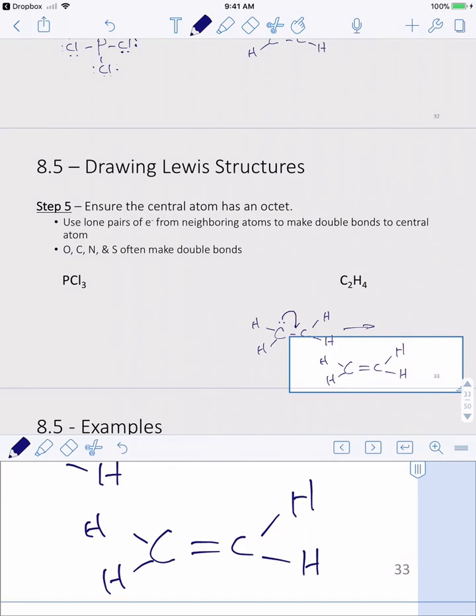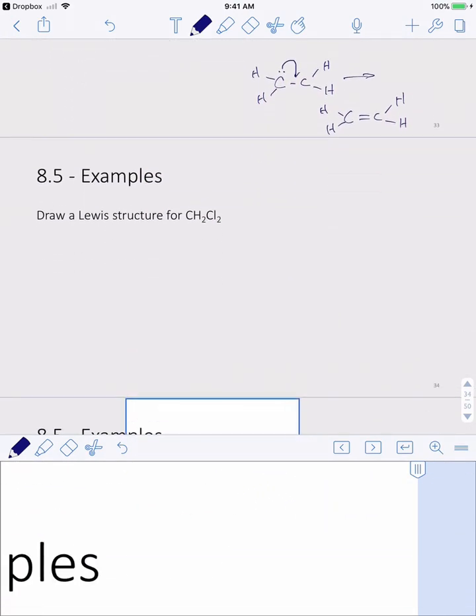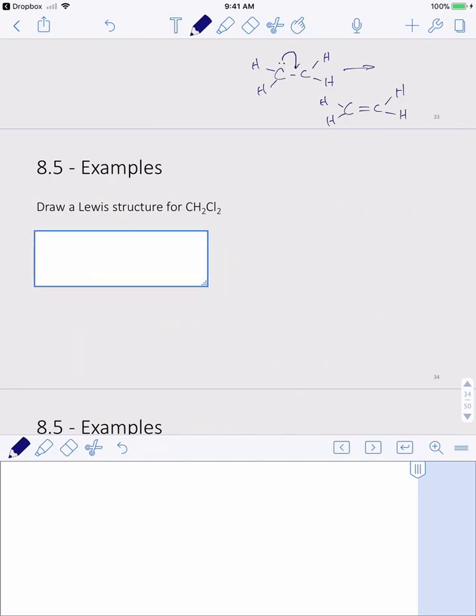So let's go through and do some examples. I encourage you to try these examples, pause the video, try them, and then watch the video to see if your process is correct. Alright, so our first molecule we're going to do all these steps on is CH2Cl2.